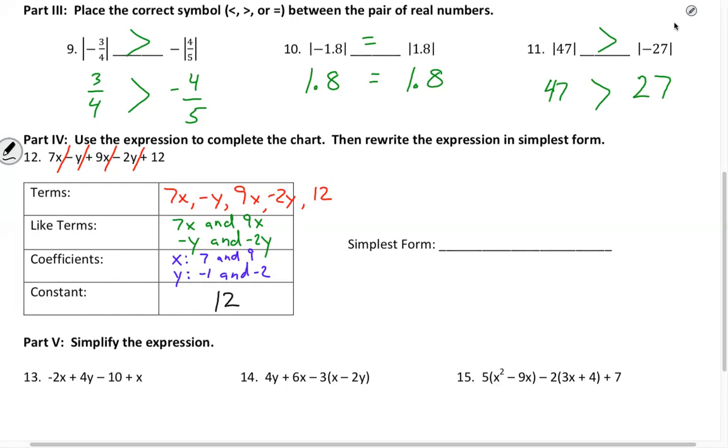Now, simplest form means I want to combine my like terms, okay? So I'm going to deal with this like term box here. I'm going to combine my x's, so 7x and 9x is 16x. -y and -2y is -3y. And then the 12, the constant, doesn't have anything to combine with.